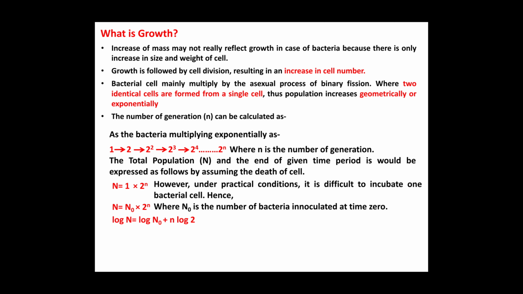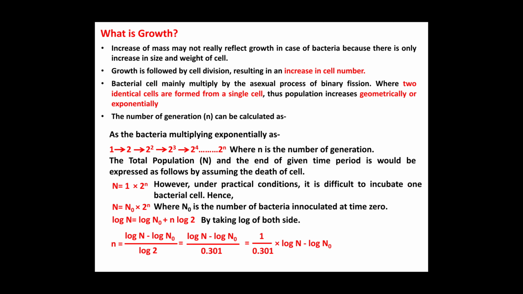By taking log of both sides, the equation becomes log N equal to log N0 plus n log 2. By rearranging the equation, it becomes n equal to log N minus log N0 divided by log 2, where the value of log 2 is 0.301. It's just a rearrangement of the equation, and the final form is n equal to 3.3 into log N minus log N0. So by using this equation, we can calculate the number of generations of bacteria.